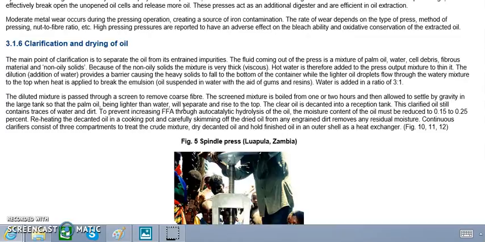So it said, to prevent increasing FFA, I don't know what FFA means, you probably need to understand what that means, through autocatalytic hydrolysis of the oil, the moisture content of the oil must be reduced to 0.15 to 0.25%. Reheating the decanted oil in a cooking pot and carefully skimming off the dried oil from any ingrained dirt removes any residual moisture. Continuous clarification consists of 3 compartments to treat the crude mixture: dry decanted oil, and hold finished oil in the outer shell as a heat exchanger.